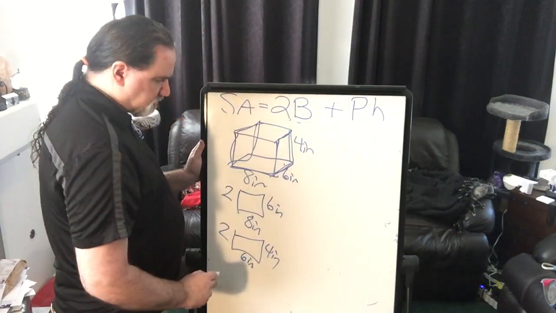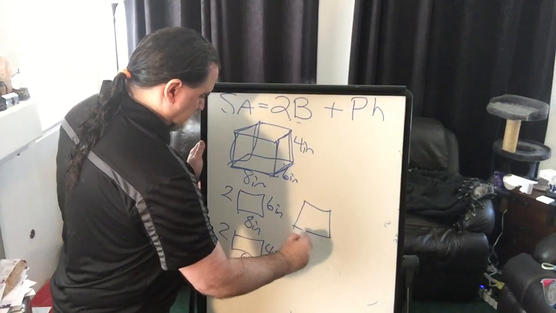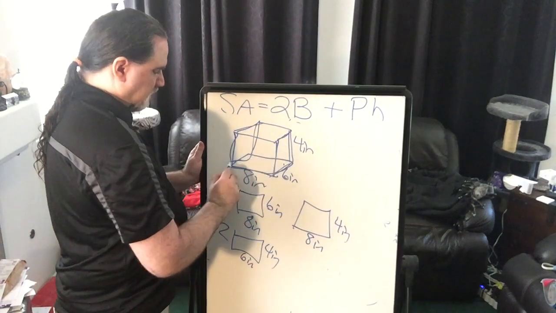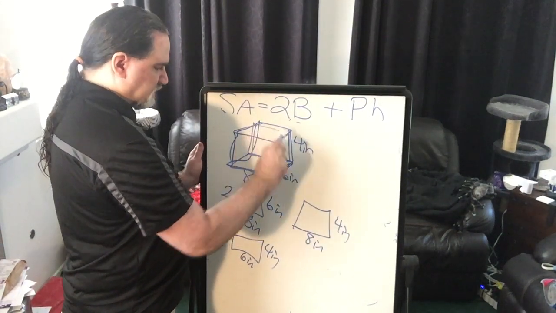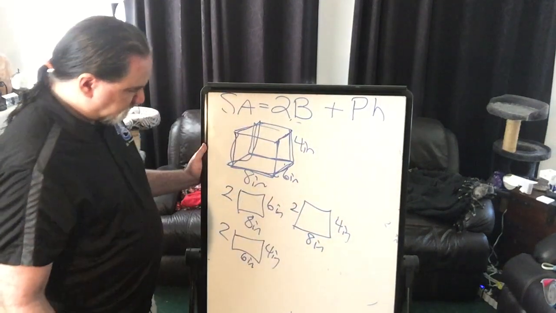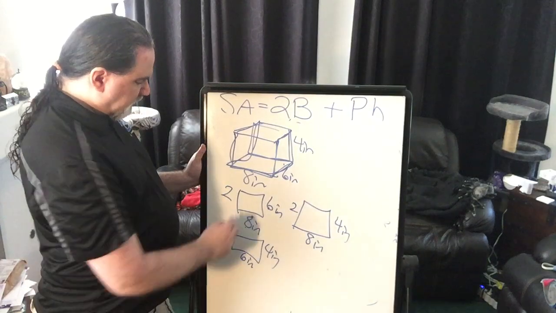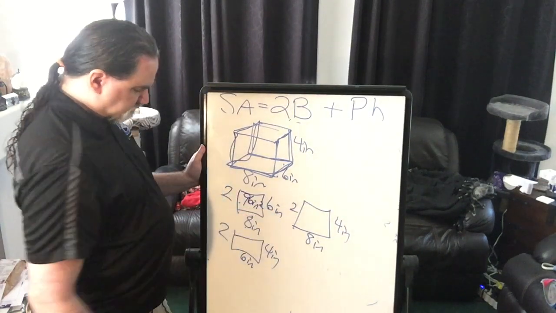And I have 2 of those. And then I have the front, so that would be 8 inches by 4 inches, and then I have another one just like it in the back, so I have 2 of those as well. Well, 8 times 6 is 48. 2 of those would be 96 inches squared.